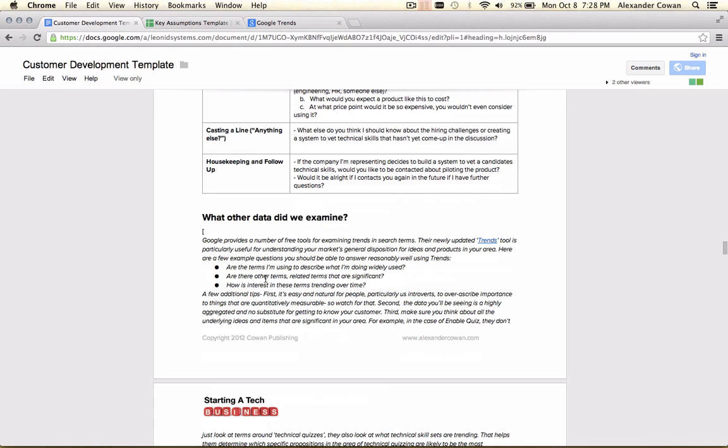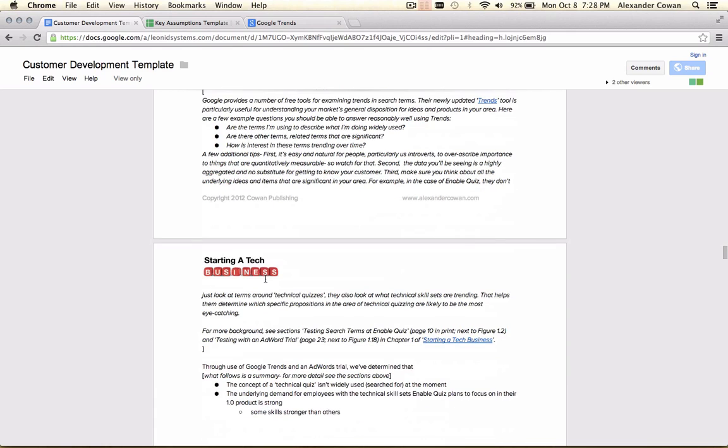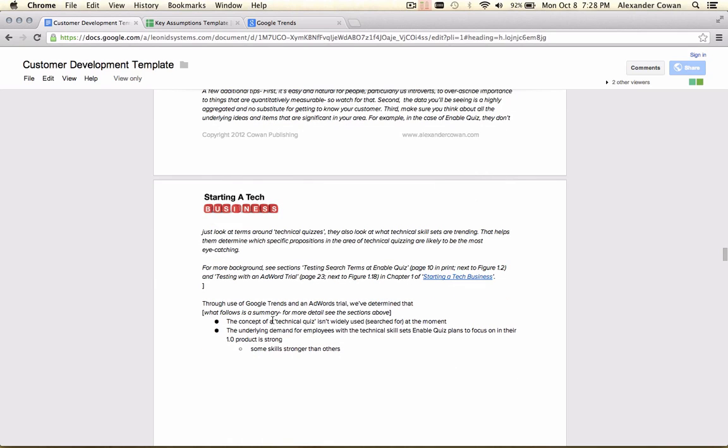Next, there is some quantitative work you can do online. Enable Quiz, for example, went out and looked at a few key search terms to see how they were trending. And what they learned in their case was the idea of a technical quiz. They saw some signals on Google Trends, which is probably the best tool publicly available to go look for this stuff. And then they also looked at what technical skill sets were most interesting and which ones were trending, so they could figure out which focal propositions they wanted to try out under this idea of technical quizzing.